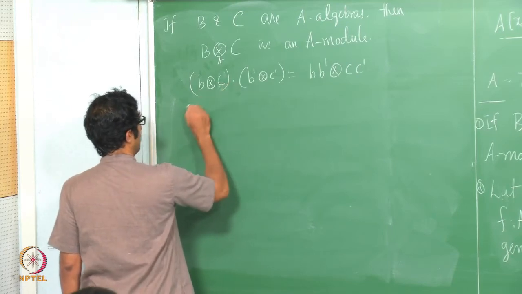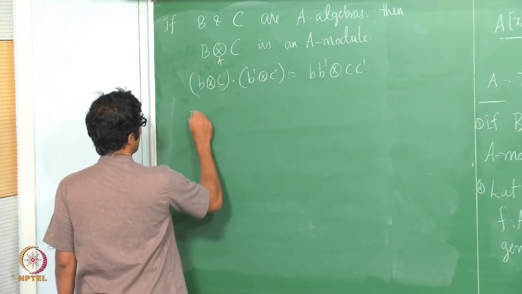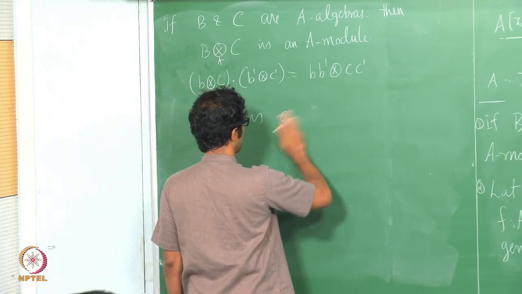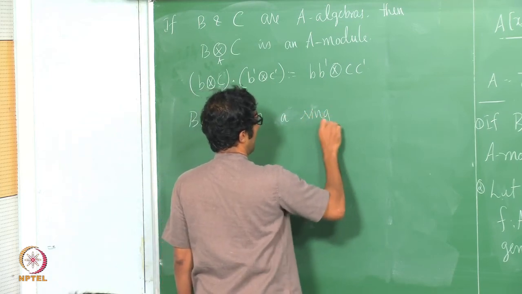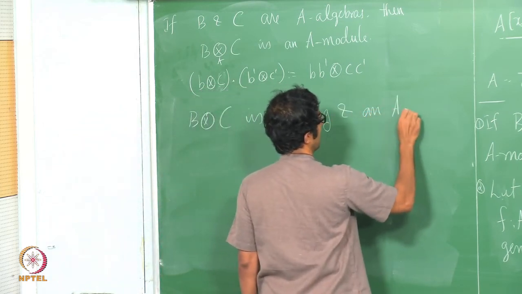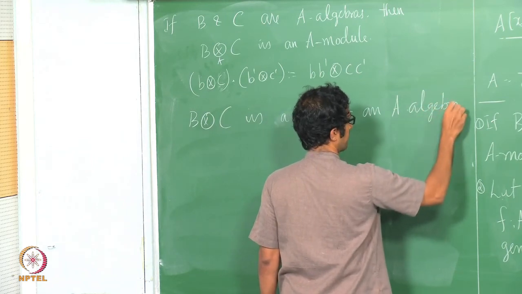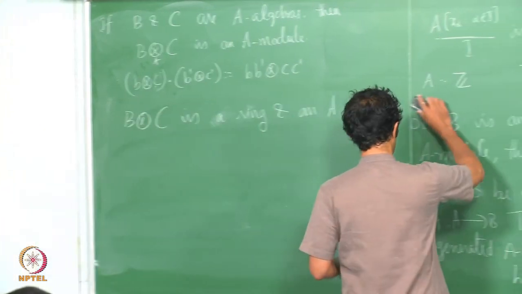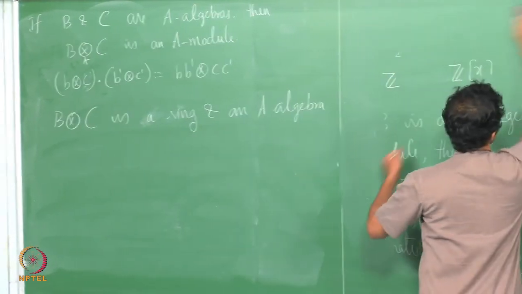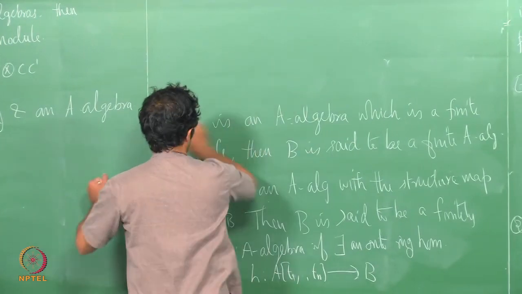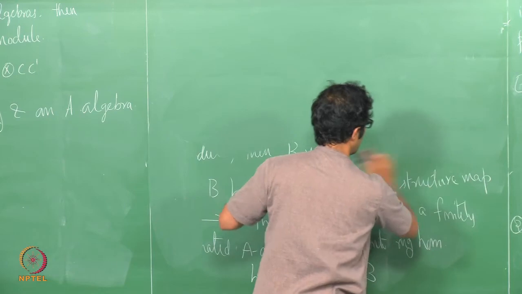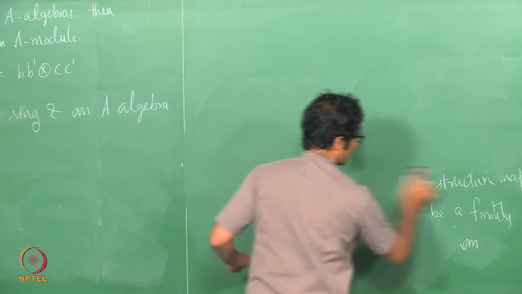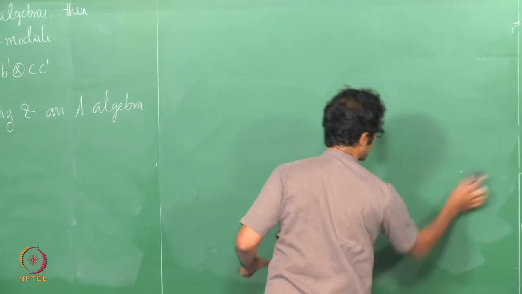So with this multiplication, B tensor C is a ring, and hence an A algebra. I will leave the easy verification to you to complete this. We will see more of A algebras later, but now let us move on to study what is called localizations.